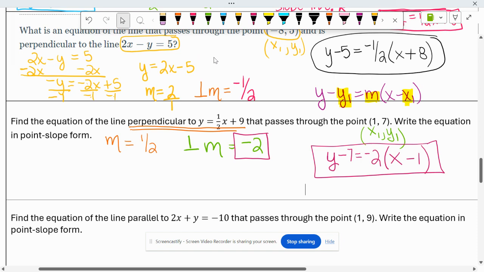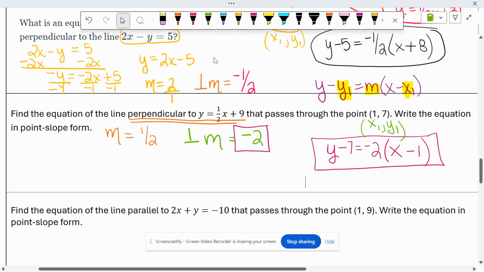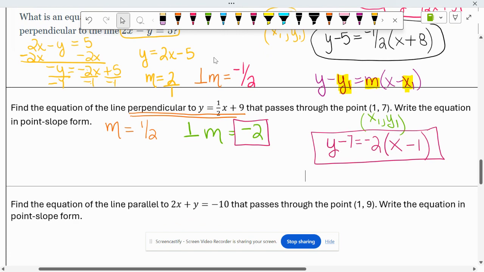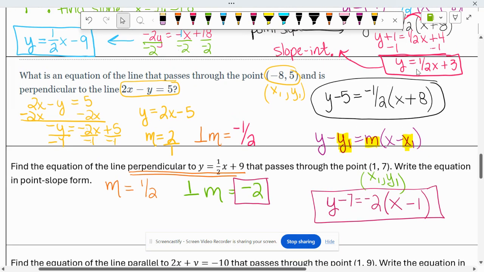Do you guys feel okay with that? Yeah. Because the equation form is x minus the x1 coordinate. So when we did this up here, we really had x minus -8. We know minus a negative becomes a positive. Does that make sense, Aiden?